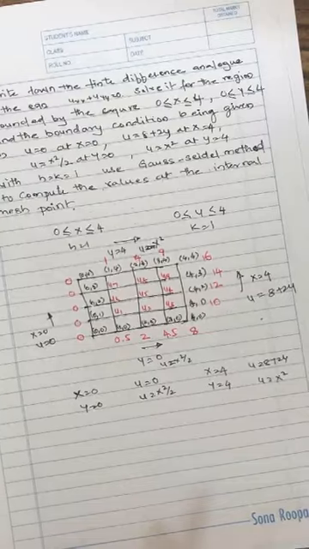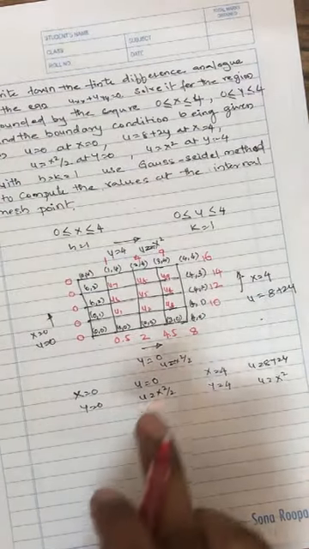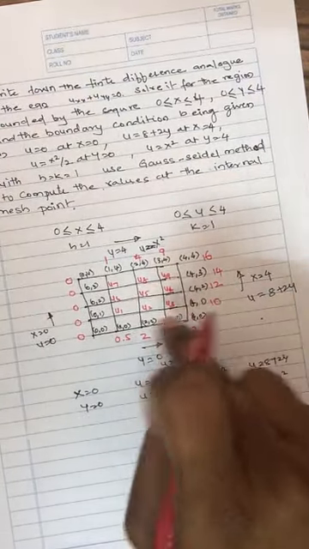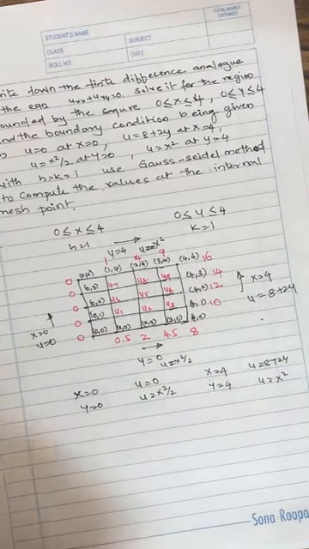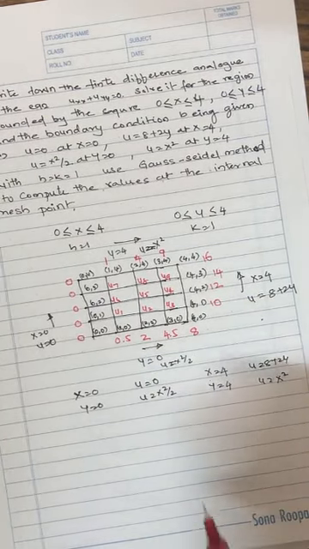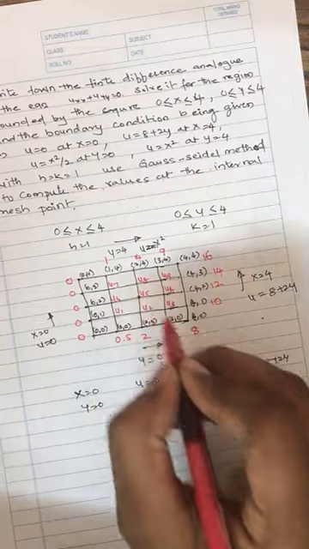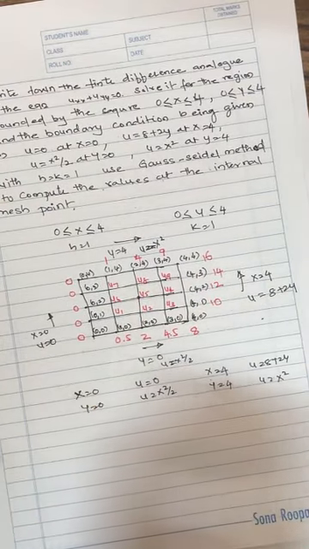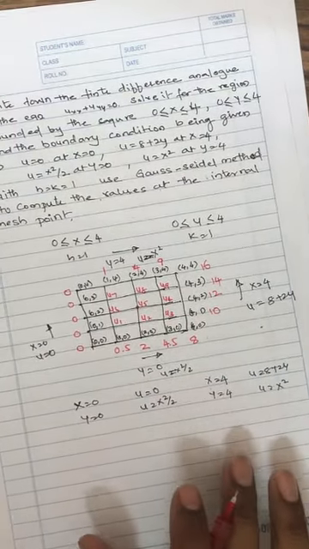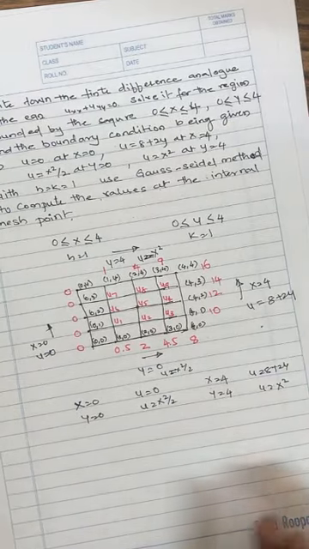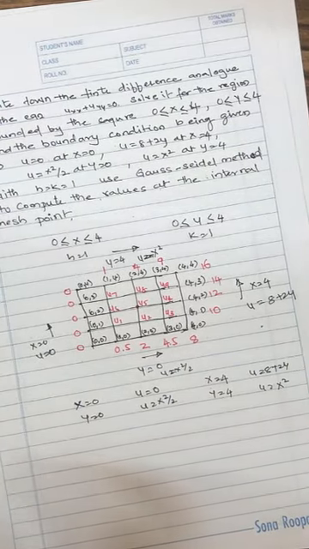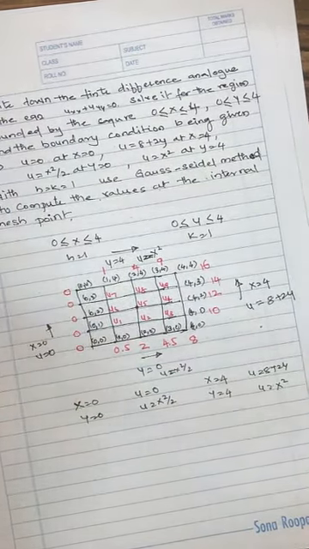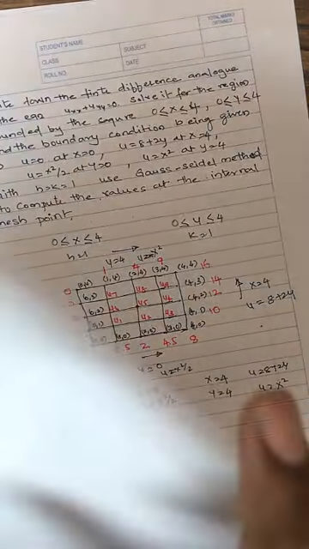When you are finding the initial values, it is generally called the initial approximation. For the calculation of the initial approximation, the center value can be found using the standard 5-point formula. I'll show you what the standard 5-point formula is.